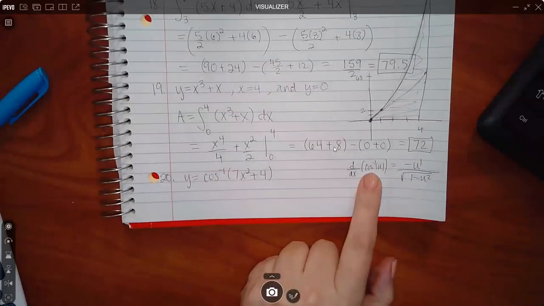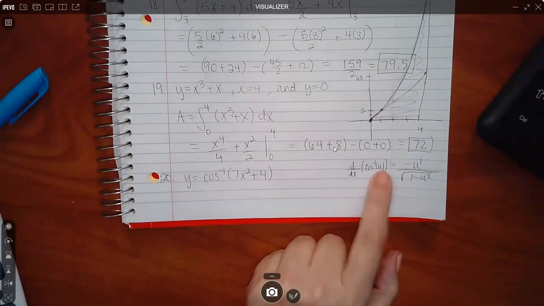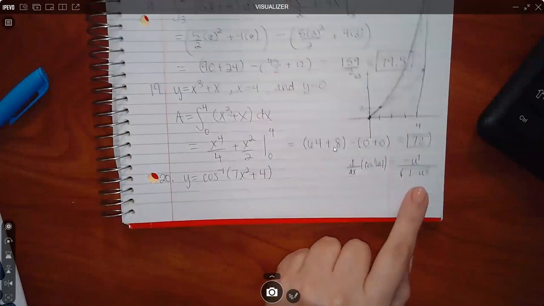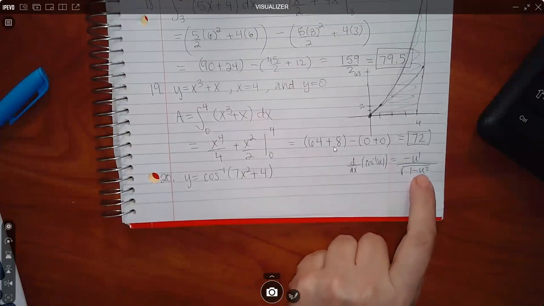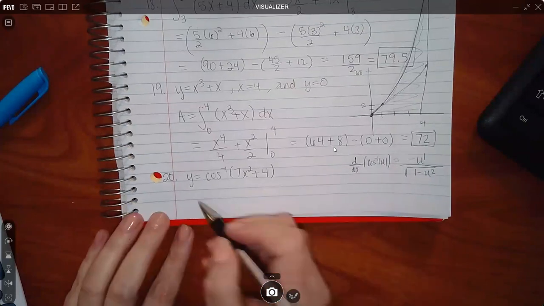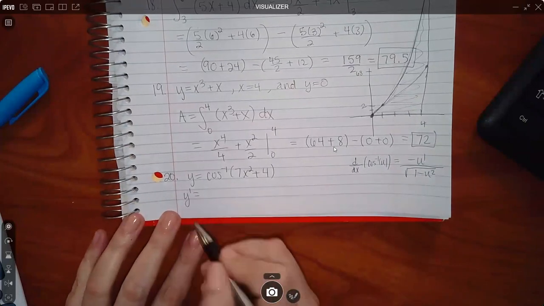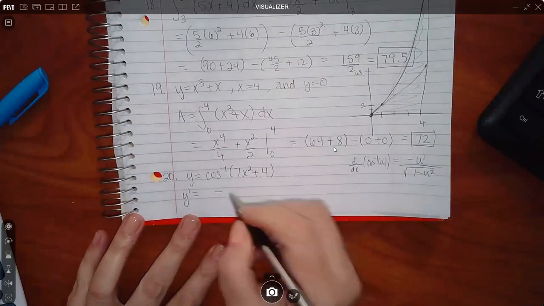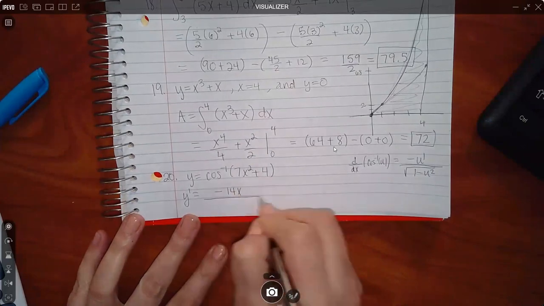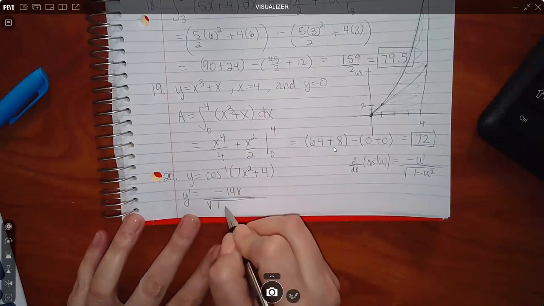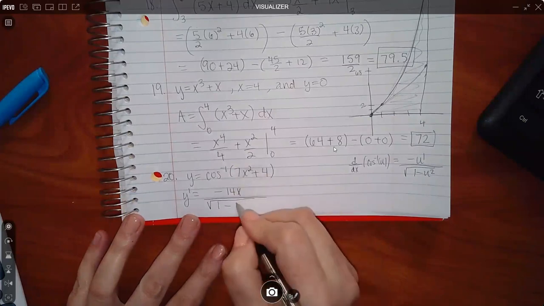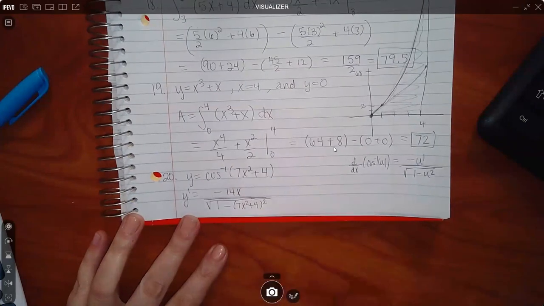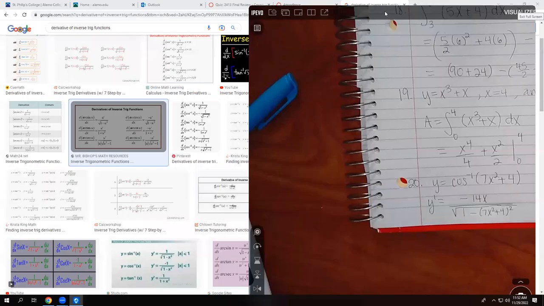If I want to take the derivative of the cosine inverse of something, all I do is find this angle's derivative and put a negative in front of it and then square the original angle. Okay. So when I do that, y prime is going to look like negative. What's the derivative of this angle? 14x over the square root of 1 minus this thing squared. And that's literally all there is to it.